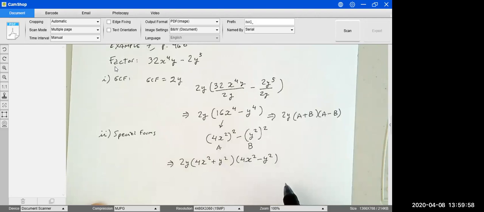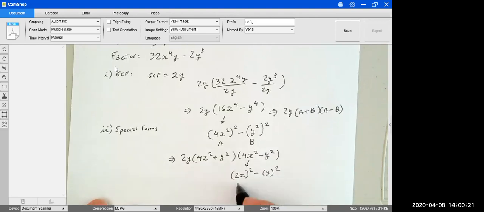So is this the end of the problem? No, we have the sum of two perfect squares is not gonna be factored, but we have the difference of two perfect squares again. So what are these terms written as a perfect square? So the first one is gonna be 2x squared minus y squared. So this is my a, this is my b.